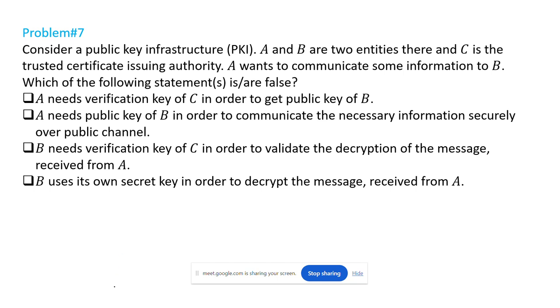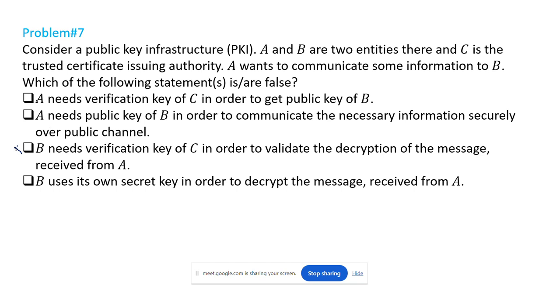A and C seems to be wrong. C is the CA, that is the issuing authority. So A is fine, not C. B needs verification key of C in order to validate the decryption of message. No, B just needs its own secret key to decrypt the message, right? It just decrypts, nothing to verify. Yes, it is wrong.